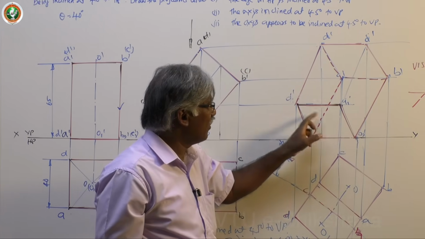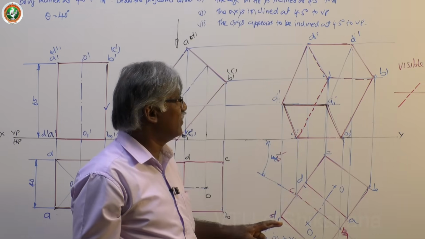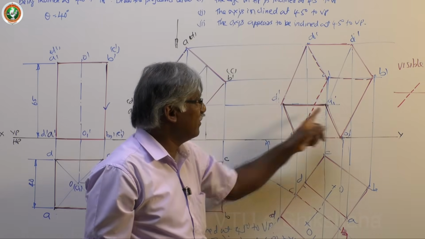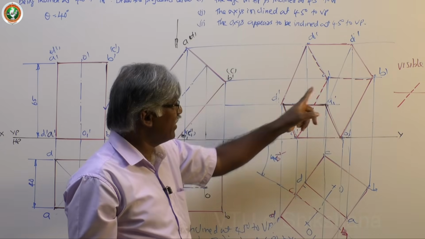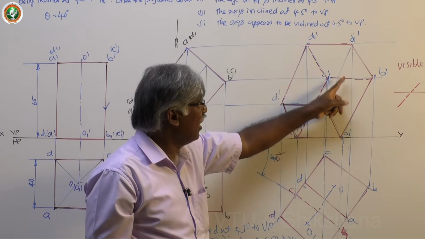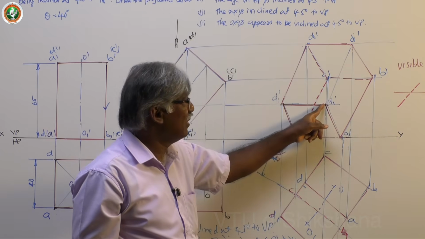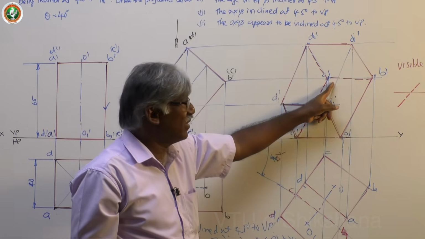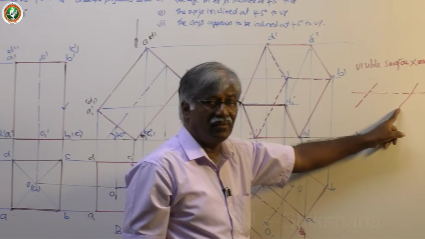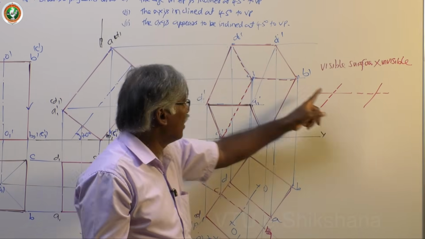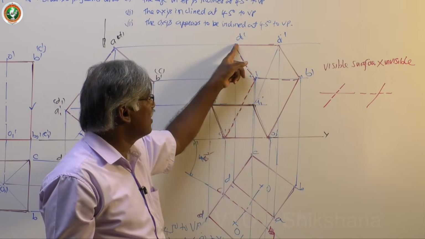This is a crossing line, or visible surface, visible line, invisible line. Next, what about this line? Again, same thing. I have a dotted line. I have one more edge passing through that. Definitely, it cannot be dotted. It should be dark because it is a crossing line. Otherwise, invisible surface, visible line.